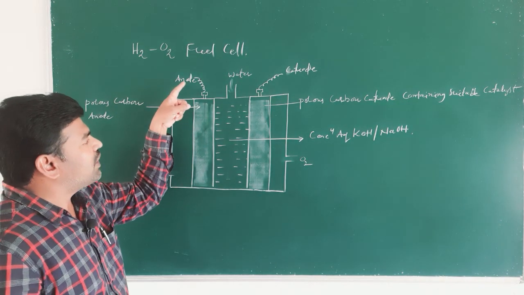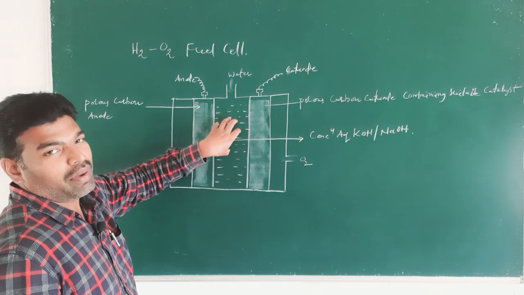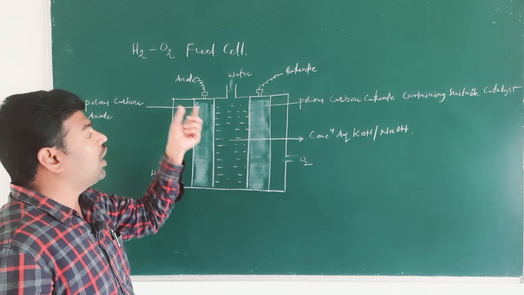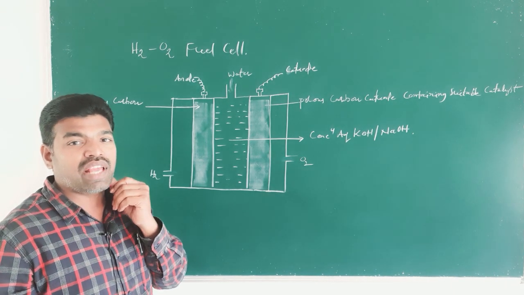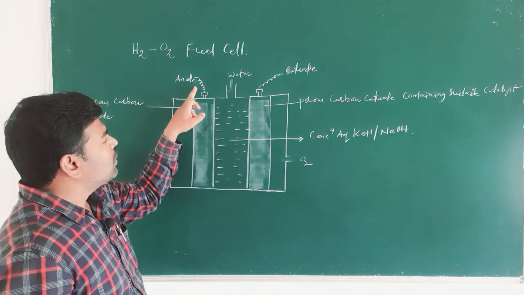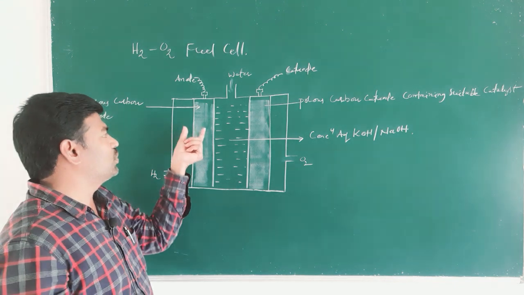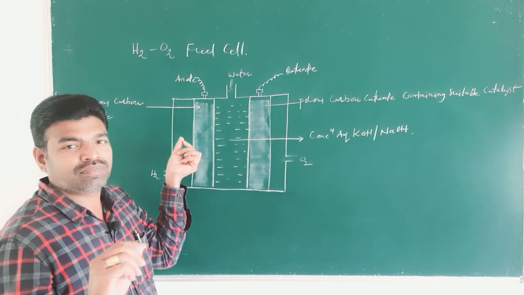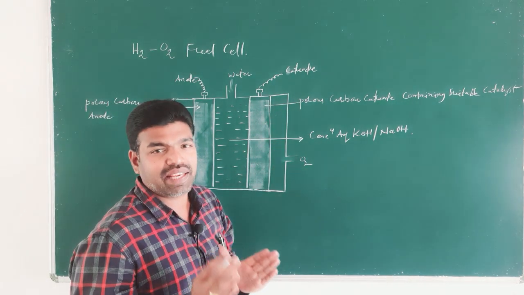In this fuel cell, this is the anode, this is the cathode, and this is the electrolytic chamber. Porous carbon is used as electrodes in fuel cells. So, a porous carbon anode containing a suitable catalyst, and the cathode also is a porous carbon cathode containing a suitable catalyst.